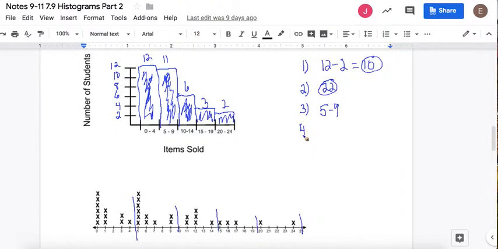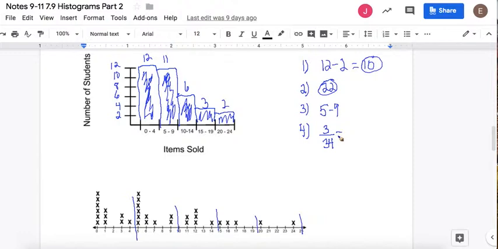Okay, number 4 says, what percent of the students sold 15 to 19 items? Whenever I'm finding a percent, I always need to start with a fraction. So I need to figure out how many people sold 15 to 19 items. If I look right here, I see that it's 3. We just figured out how many students we had in this data set, which was 34, because we added up the frequencies. So 3 out of 34.